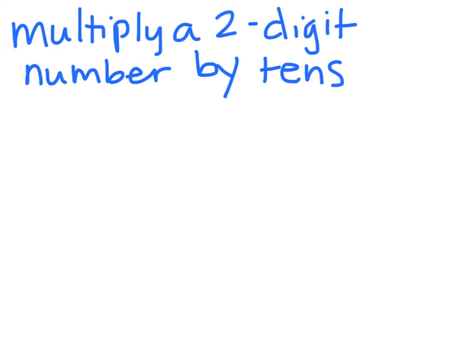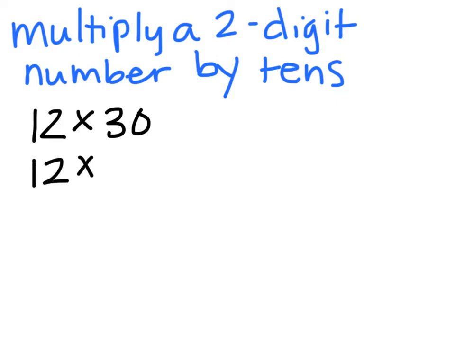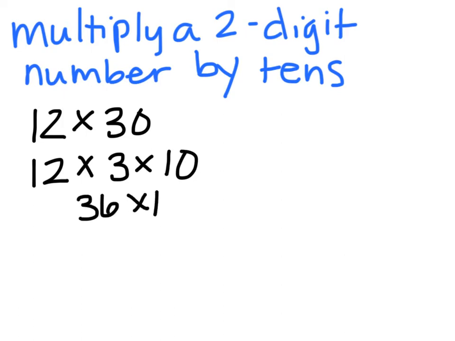We'll begin this lesson by revisiting the idea of multiplying a 2-digit number by tens. We learned how to do this in 2.2. Let's multiply 12 times 30. The method we learned in the last portion of the chapter was to break the 30 apart and think of this problem as 12 times 3 tens. So 12 times 3 times 10, which would give us 12 times 3 equals 36, times 10.